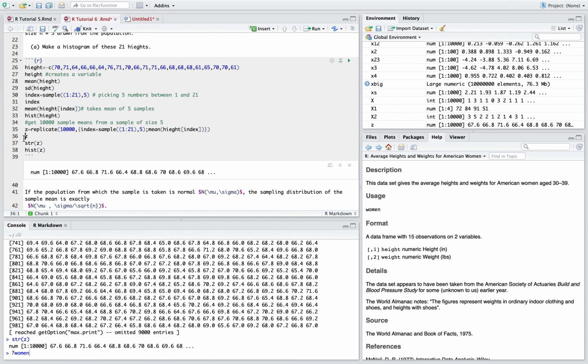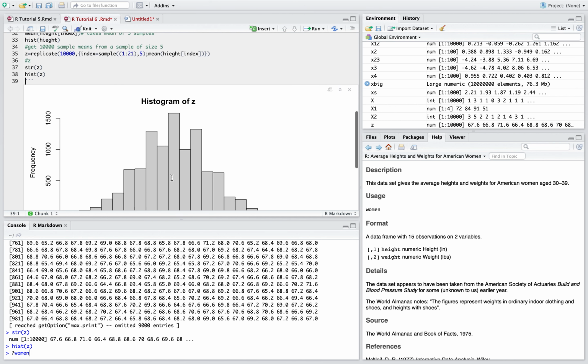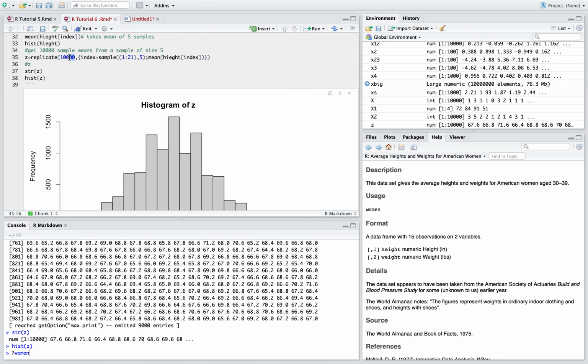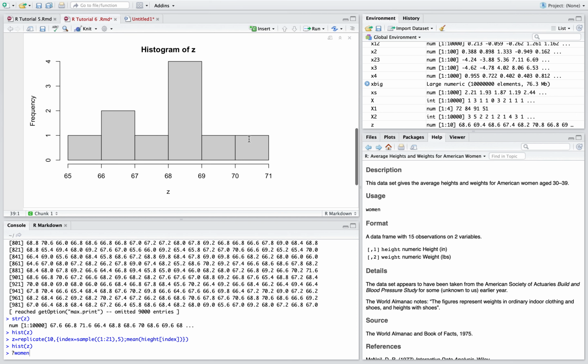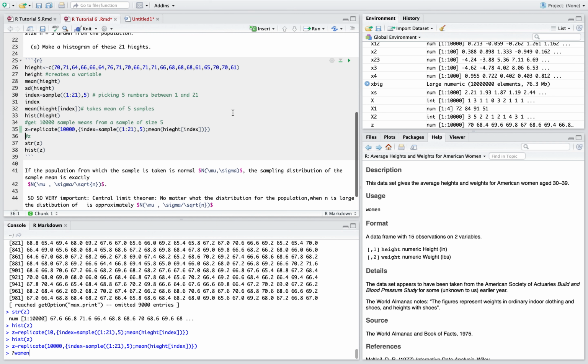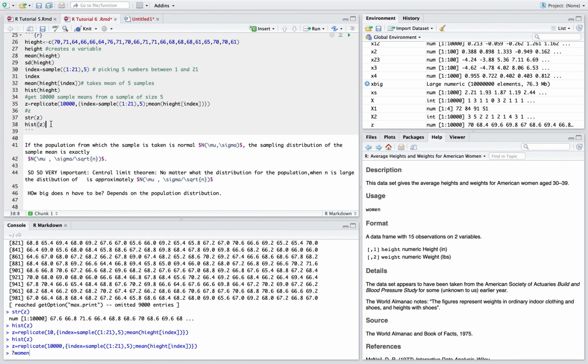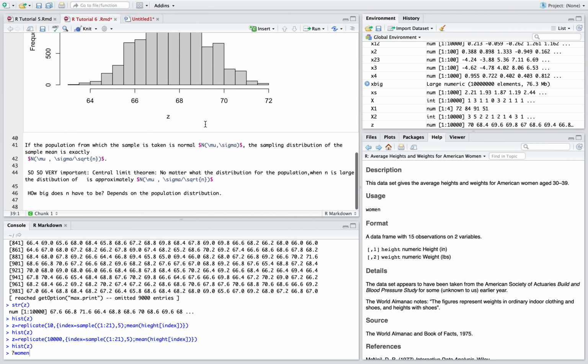And then what I want to do is create a histogram of Z and see how that fits the normal distribution. If I didn't do as many samples, it wouldn't quite approximate a normal distribution. I've got to take more and more samples and it'll get really close to the normal distribution right here. If I wanted to, I could add a curve. We've learned how to do that before.